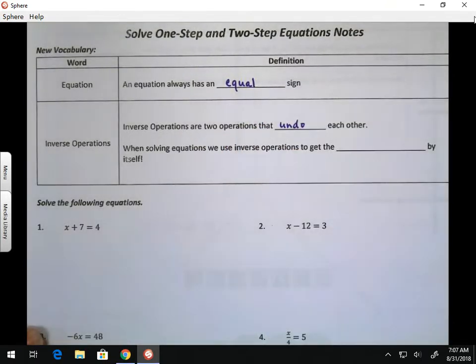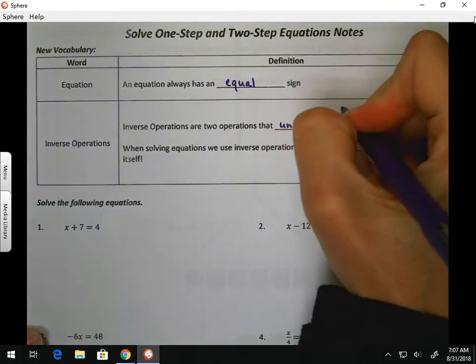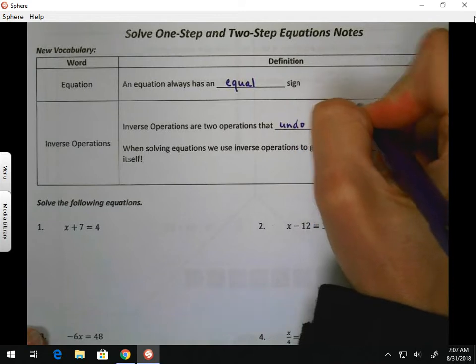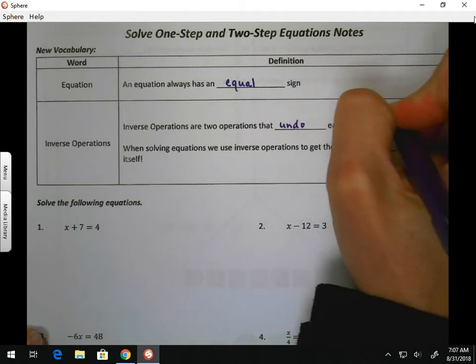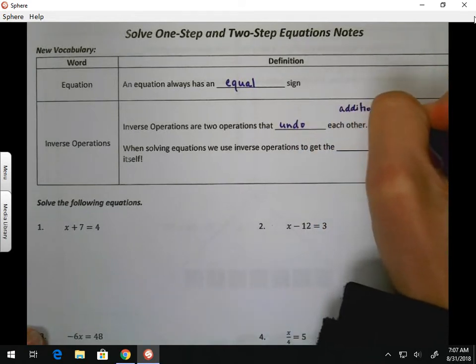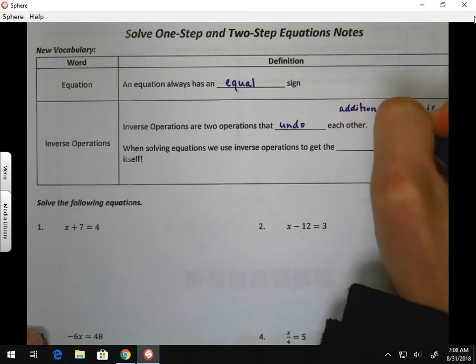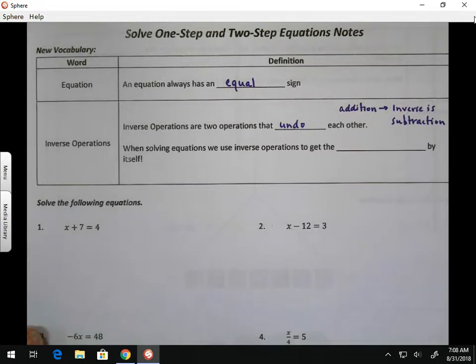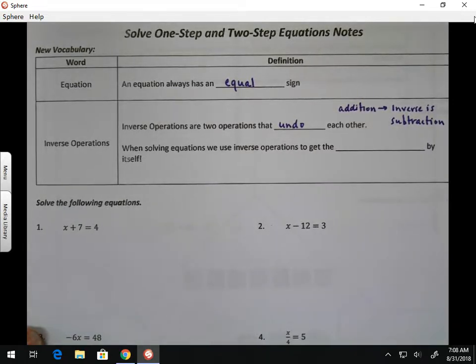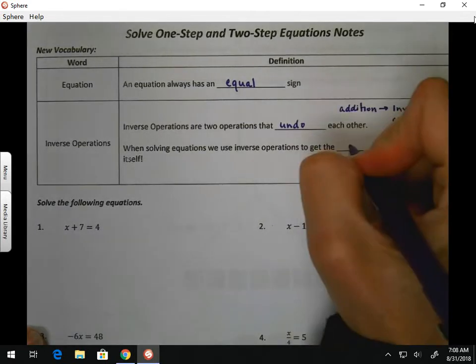So for example, if I have addition, its inverse is subtraction, because I know subtraction will undo addition. Likewise, multiplication and division are inverse operations of each other. So when we're solving equations, we're going to use inverse operations to get the variable by itself.